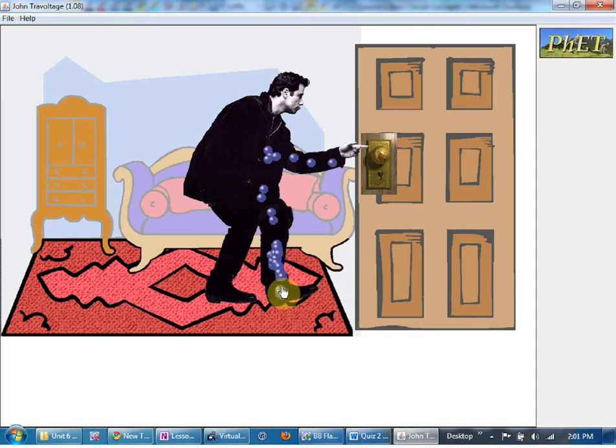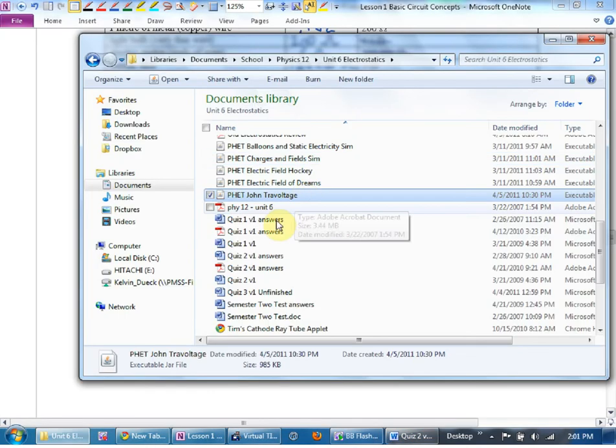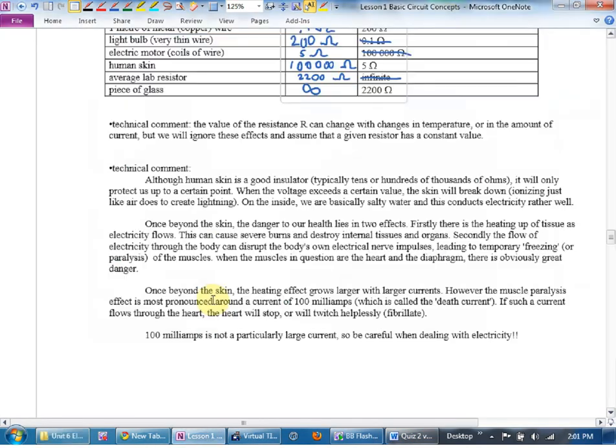Now that's when we are generating the voltage source, when we are generating the electrons. What about when this voltage source is from an outside source? So human skin is a pretty good insulator, typically tens or hundreds of thousands of ohms. It will only protect us up to a certain point. When the voltage exceeds a certain value, the skin will break down and ionize, just like air does, to create lightning. On the inside, we are basically salty water, and this conducts electricity rather well. Okay?